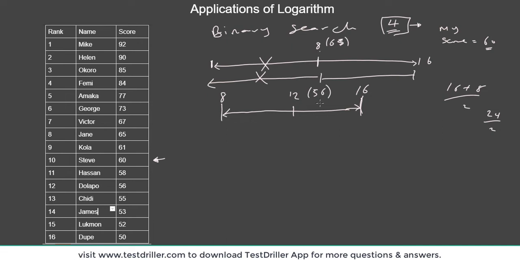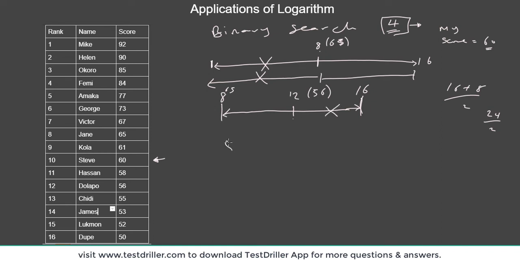Now, what do I do next? Should I eliminate this zone or this zone? Think about it. Anything from 8 to 12 implies a score from 65 to 56. Anything from 12 to 16 implies 56 or less. Since my score is between 65 and 56, it means I'm going to eliminate the zone.